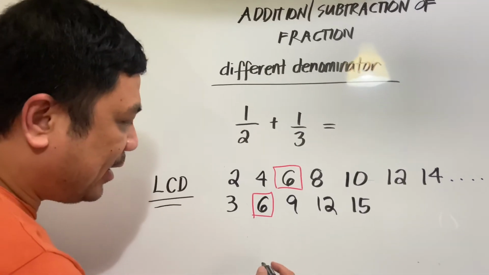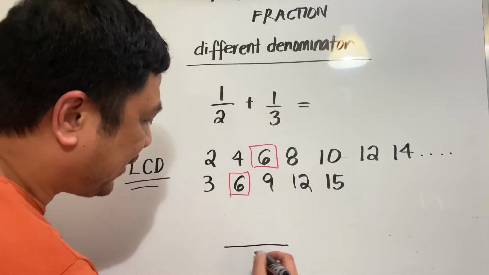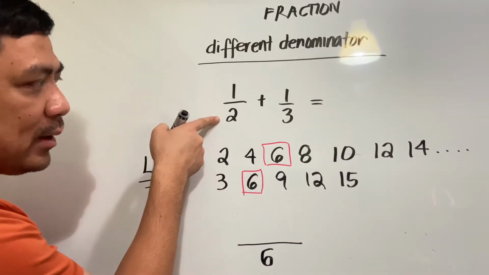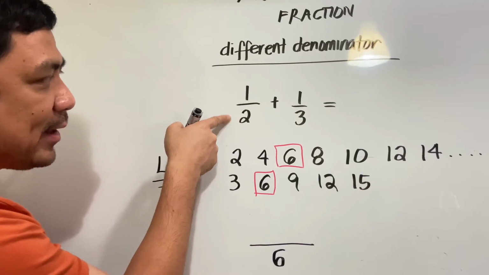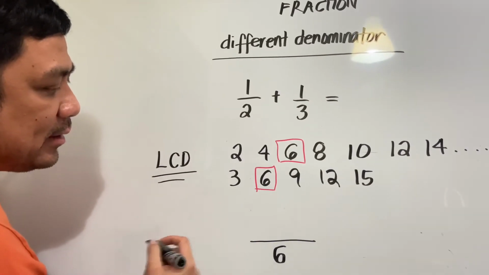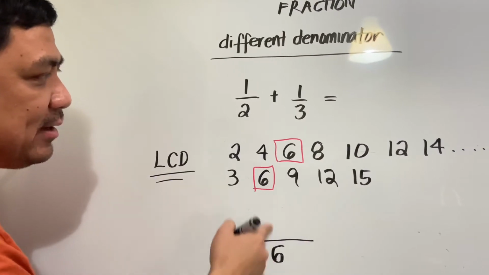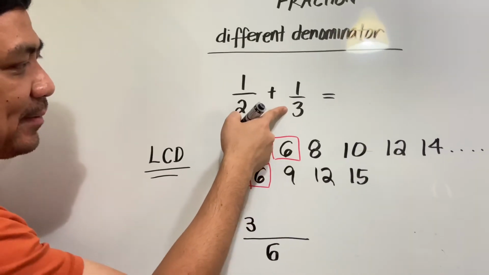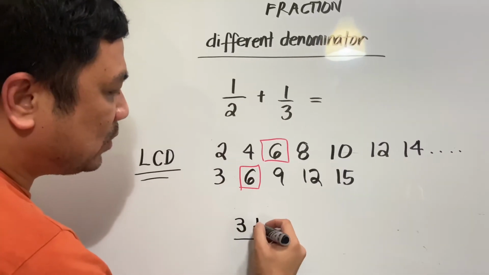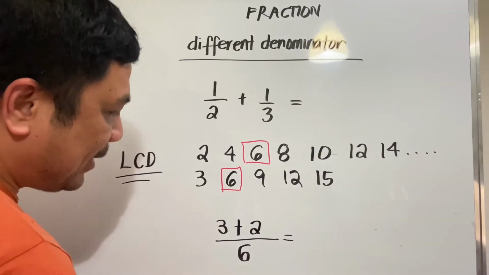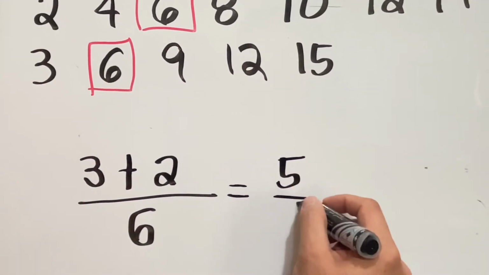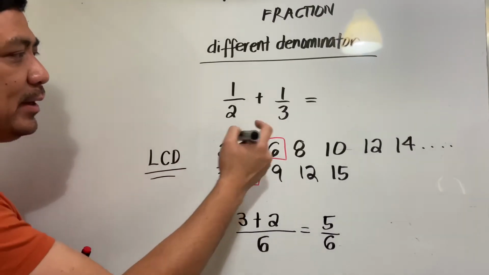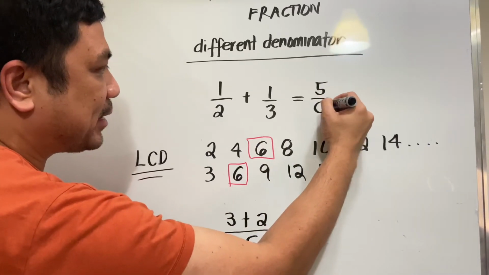So to add these two fractions, you write the least common multiple here, 6. And then 6 divided by 2 is 3, times 1 is 3. Right? 6 divided by 3 is equal to 2, times 1 is equal to 2. So therefore, the answer here is 5 over 6. Okay? So 1/2 plus 1/3 is actually equal to 5 over 6.